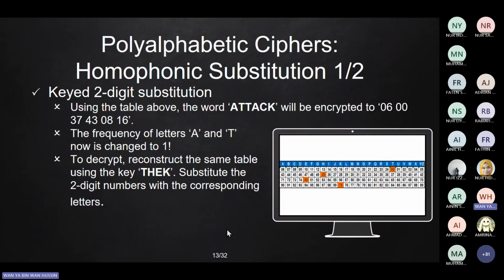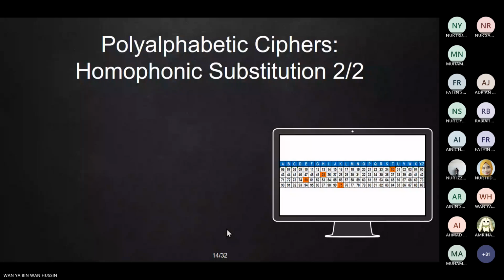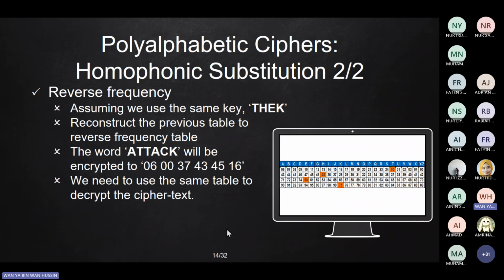So the first alphabet will use the first substitution rule. The second one will use the second rule. Third, fourth will follow accordingly. All right. Next one is reverse frequency. All right. Before I forget.